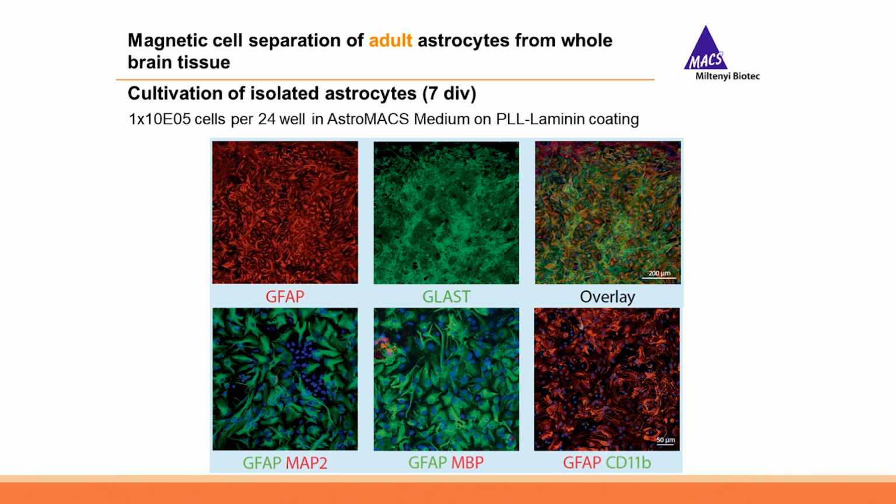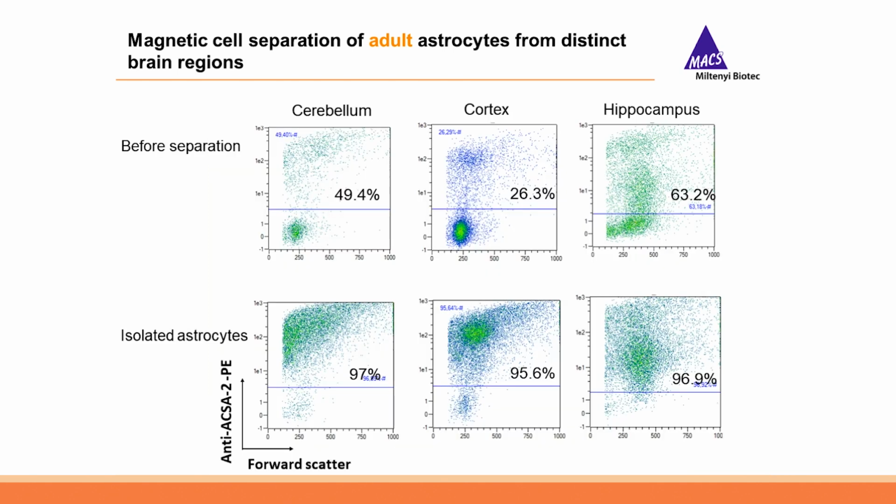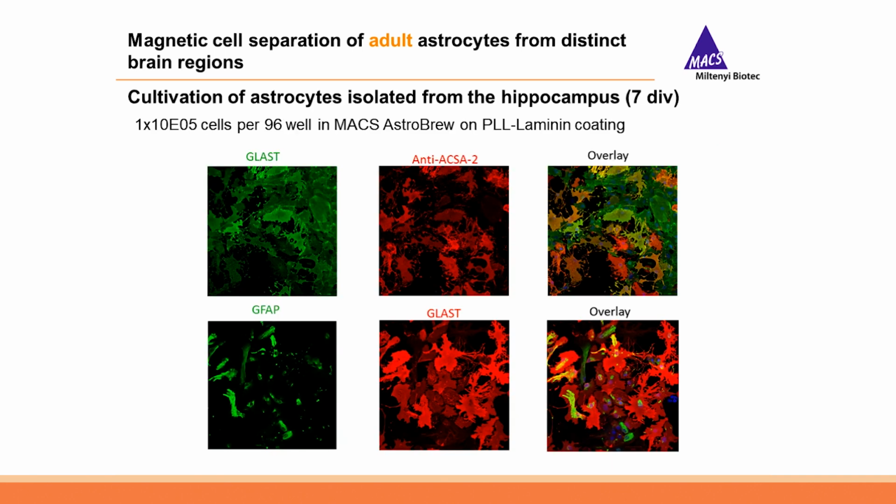We can also separate astrocytes by magnetic cell separation from distinct brain regions of adult brain. Here an example for a separation from cerebellum, cortex, and hippocampus is shown. And you see that in all cases, the astrocytes were enriched to a high percentage, here 95 to 97%. So this also works nicely. And the cells can also be cultivated.